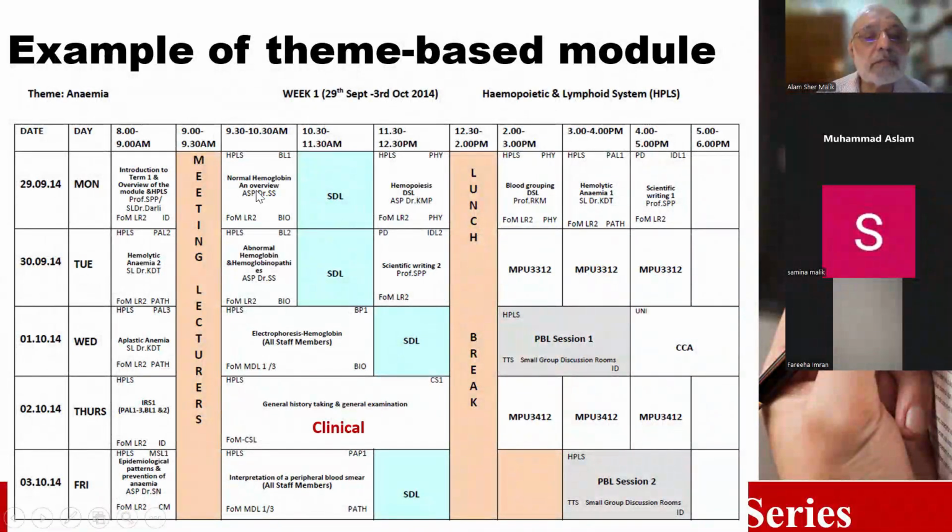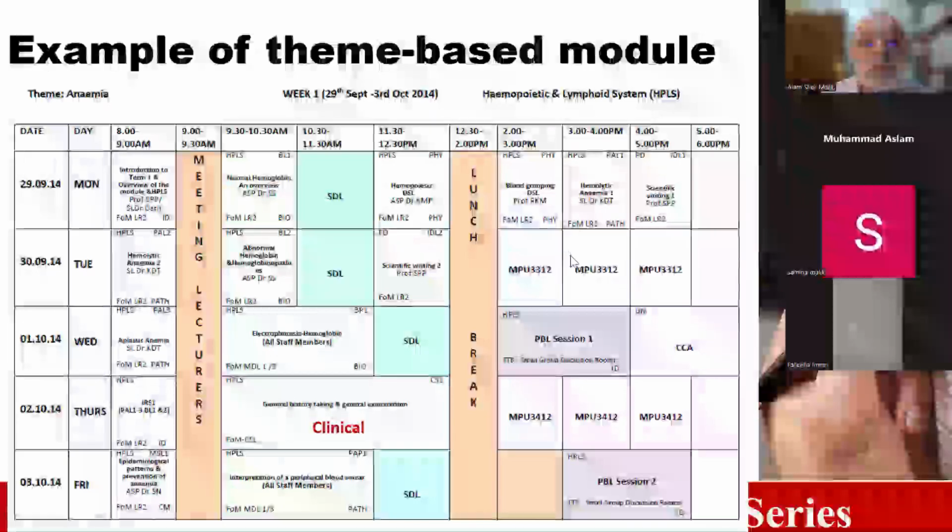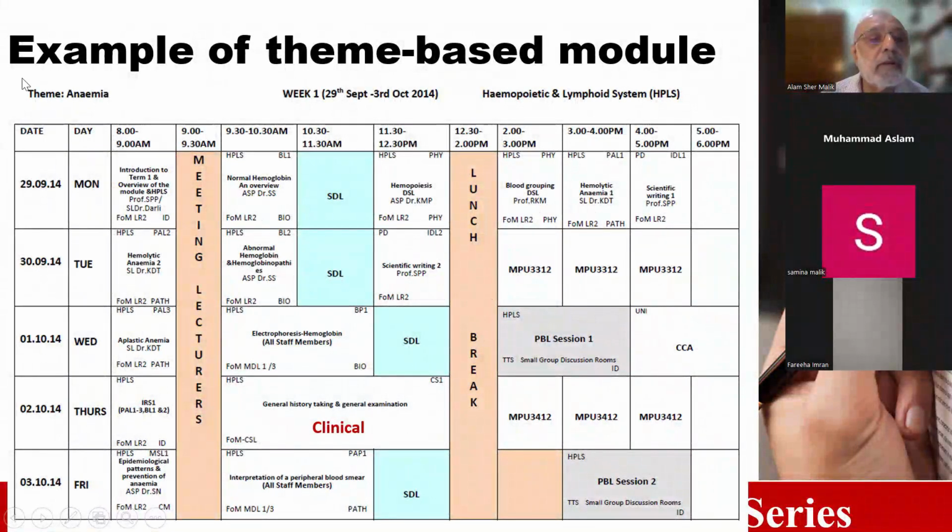It starts with, for example, normal hemoglobin by biochemistry. Then next is hemopoiesis by physiology. Then blood grouping, also by physiology, but then comes hemolytic anemia by pathology. So if you see, multiple disciplines are contributing to the theme of anemia. The emphasis, our focus, is on anemia rather than different disciplines. It also has vertical integration, where the initial history taking and general physical examination, not so detailed, but the basics of that, would be introduced here.